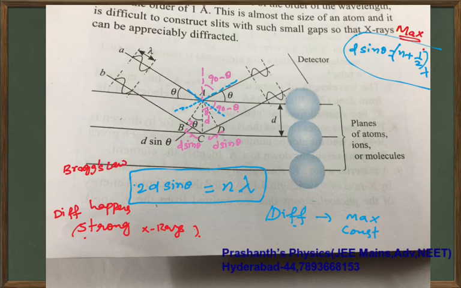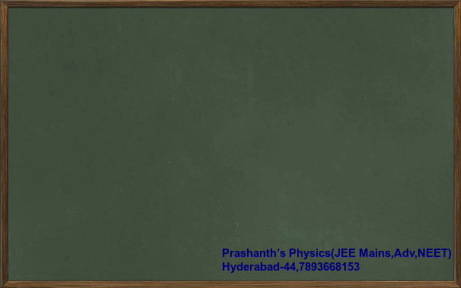Now this is your basic information, and remember, this angle theta is the angle with the horizontal, not the vertical. Now what is the advantage of Bragg's law? Bragg gave this relation, but what is the advantage? What is the final conclusion that you can make?